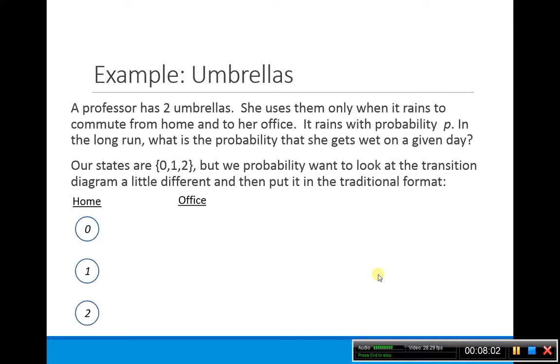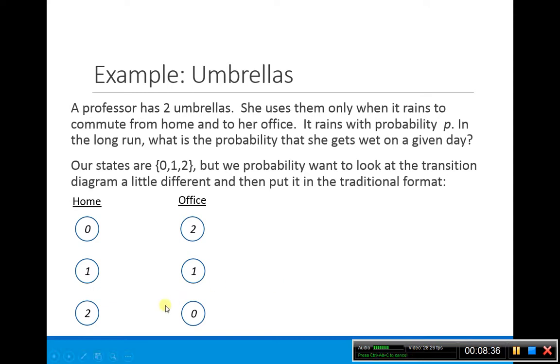So at home, she can have either 0, 1, or 2 umbrellas. Which means that if she has 0 umbrellas at home, then she has 2 umbrellas at the office. If she has 1 umbrella at home, that means 1 umbrella is at the office. 2 at home means she has none at the office, right? So if you're in this case or this case, and you're trying to go from one to the other, you're going to have a little bit of a problem. Okay, so now let's see how we transition from one to another.